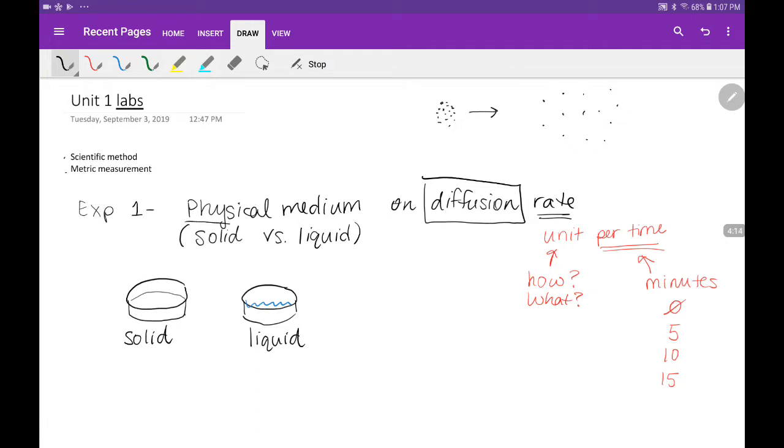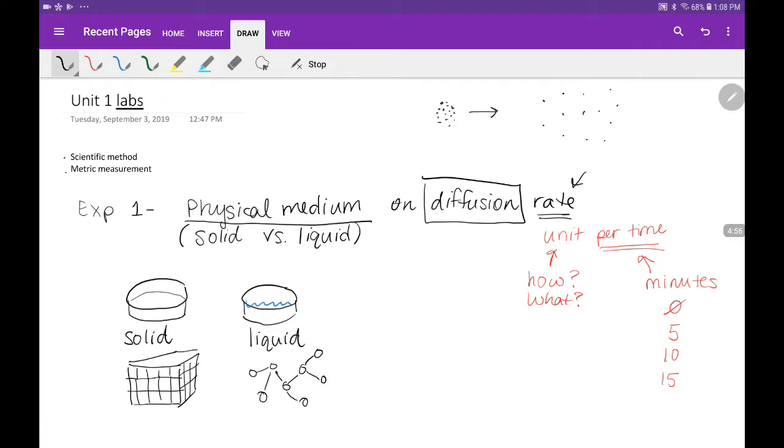So in this experiment, we want to see, is this going to happen faster, because we're looking at rate, if it's solid. And remember, solid is like keeping everything closely contained. Everything that's a solid is very rigid, like a cube, with everything very structured inside of that cube, right? So I just think of it as like a cage. Everything's very rigid, very tightly bound together. Whereas in a liquid, the connections are a little bit looser. So which one do you think is going to diffuse faster?